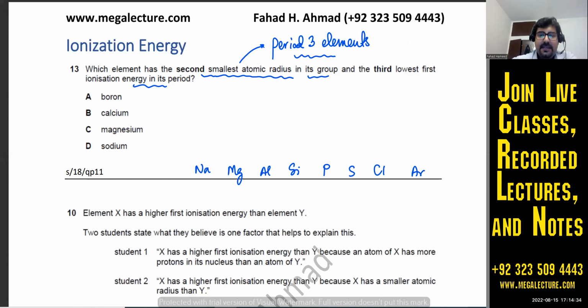And he's talking about the first ionization energies. What happens to the ionization energies across the period? They increase. Then there's a dip at aluminium. Then they continue to increase. Then there's a dip at group 6. And then you have chlorine, and then argon. So that's how the ionization energies look across the period.